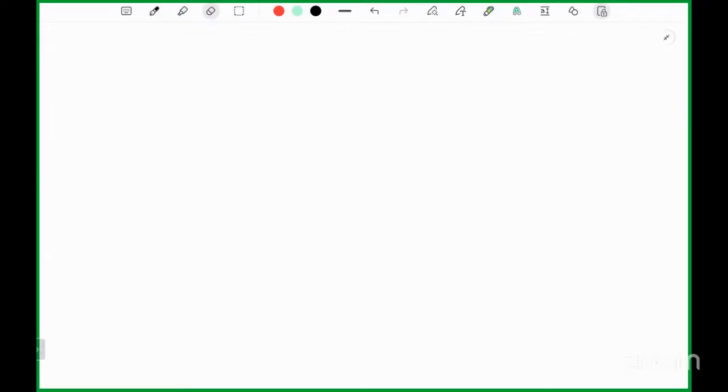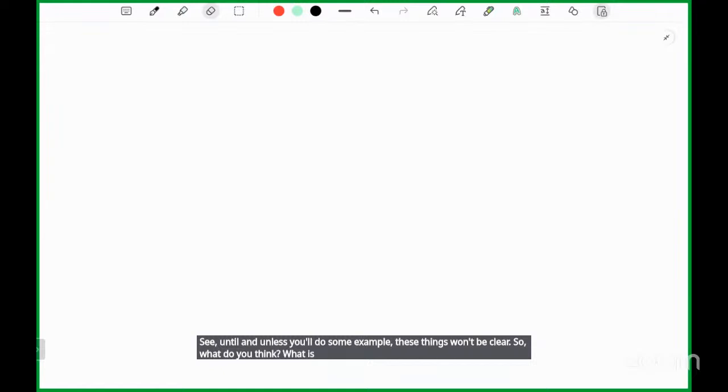Okay. Any other thing? Can we revise reflexive and transitive? Let's just do a brief one. Okay, so what's your doubt in reflexivity and transitivity? See, until and unless you do some examples, these things won't be clear. So what do you think a reflexive relation means?